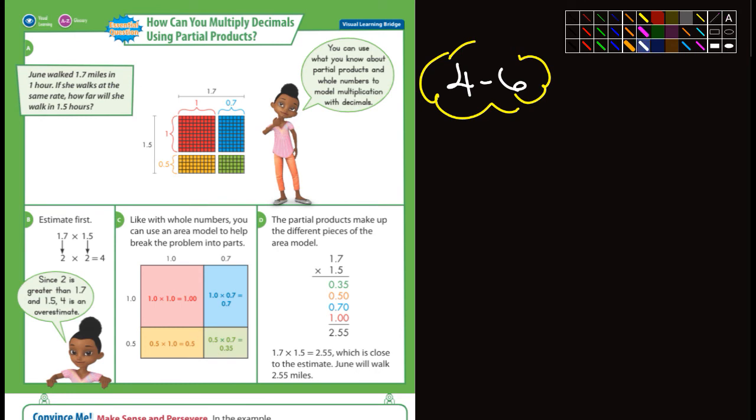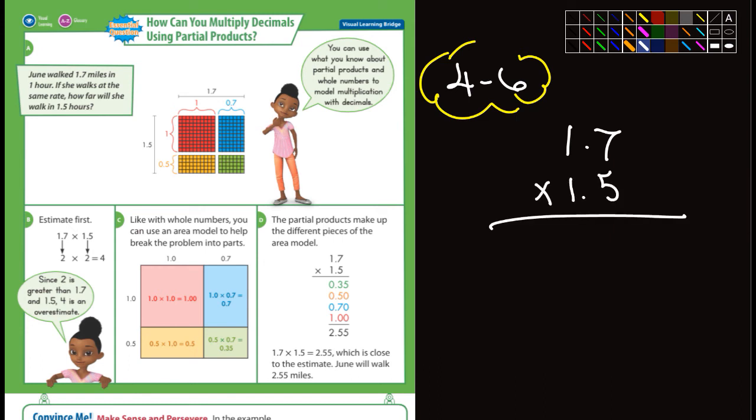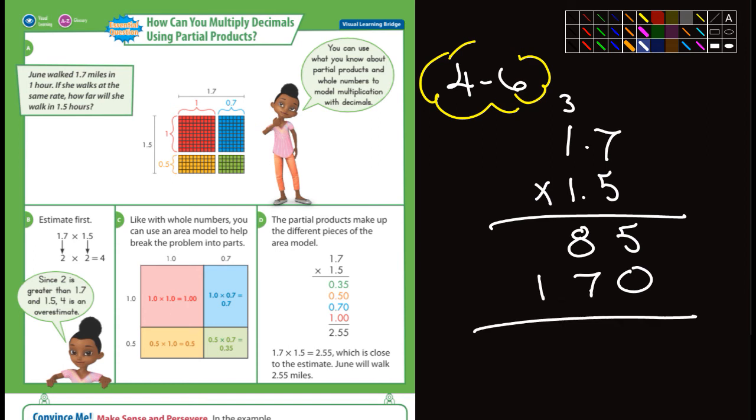Well, most of you probably, I would think, would just simply do 1.7 times 1.5. And so let's do that real quick here. 5 times 7 is 35. Put down the 5, carry the 3. 5 times 1 is 5, plus 3 is 8. And then placeholder 0. 1 times 7 is 7, and 1 times 1 is 1. And so then we just simply add these up. 5 and 0 is 5. 7 and 8 is 15. Put down the 5, carry the 1. 1 plus 1 is 2.